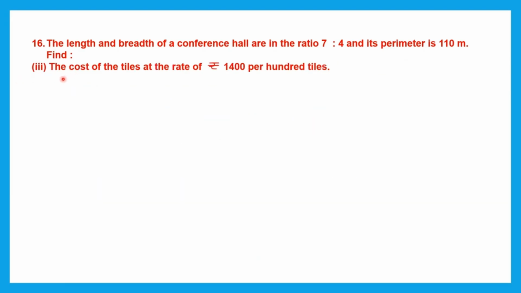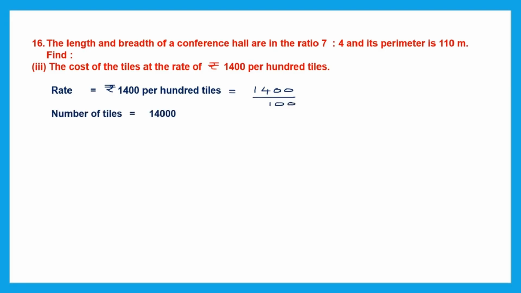The third question here, we have to find the cost of the tiles at the rate of 1,400 rupees per 100 tiles. So rate is rupees 1,400 per 100 tiles. That means we write it like this, 1,400 by 100 per tile, isn't it? Then the number of tiles we know is 14,000. Now to find the total cost, we say number of tiles into the rate. So number of tiles is 14,000 into the rate, which is 1,400 by 100.